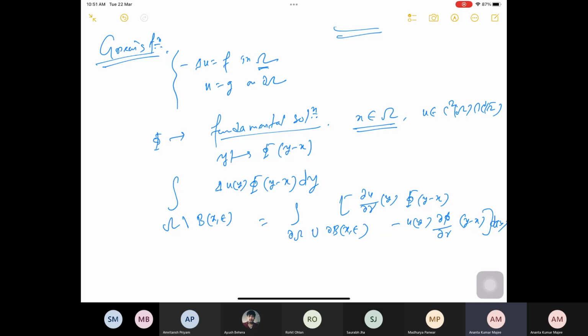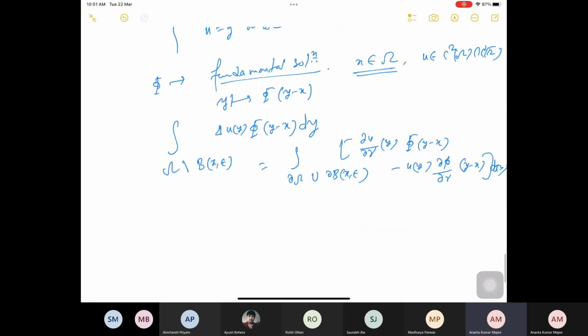That means Laplace of that part is harmonic. So now we can use this Green's formula to deduce this part. Now if you just pass to the limit as epsilon goes to 0, this part is the integral over omega Laplace u of y times Φ of y minus x, dy.